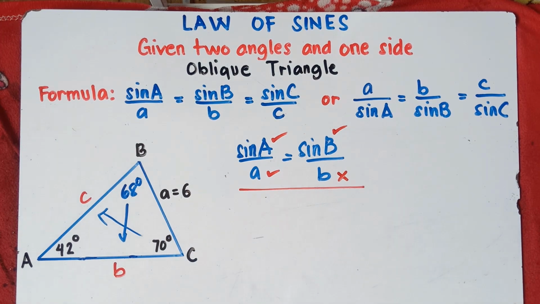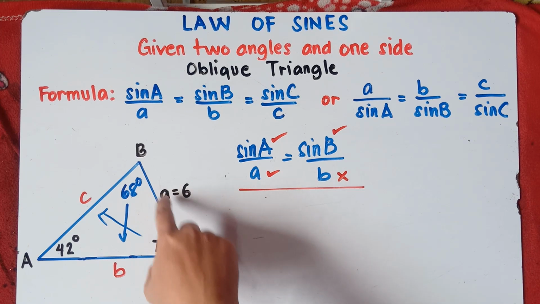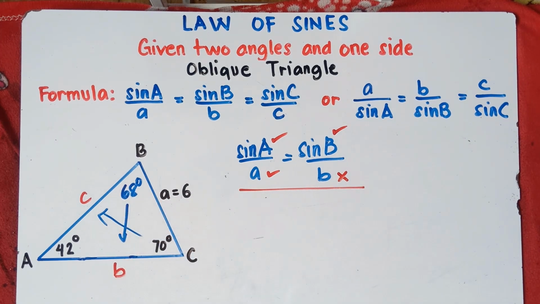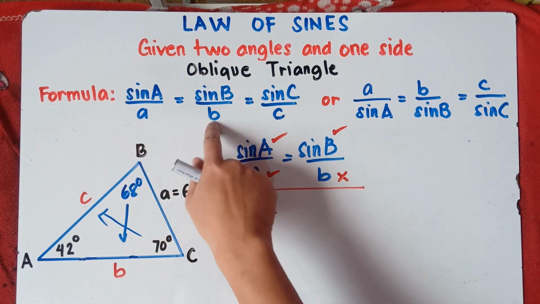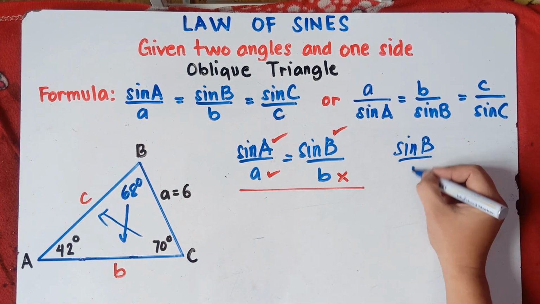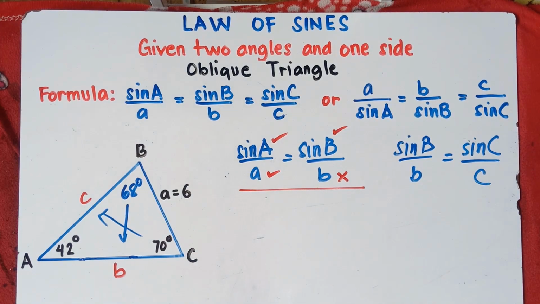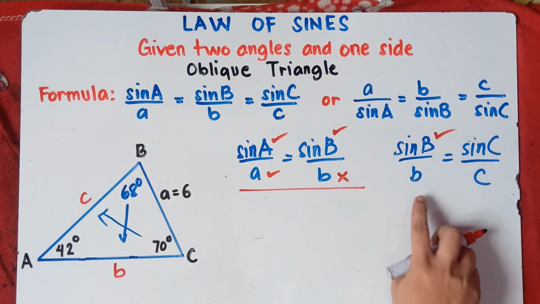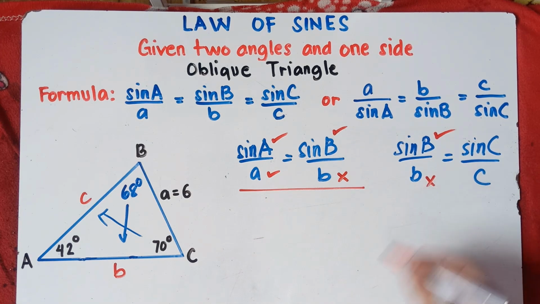Sir, question, can we use sine B over B and sine C over C? Let's try that. To find B, class, you can use this one or this one. You select, class. So let's try sine B over B equals sine C over C. Do we have angle B? Yep, we have angle B. Do we have side B? Nope, we don't have side B.